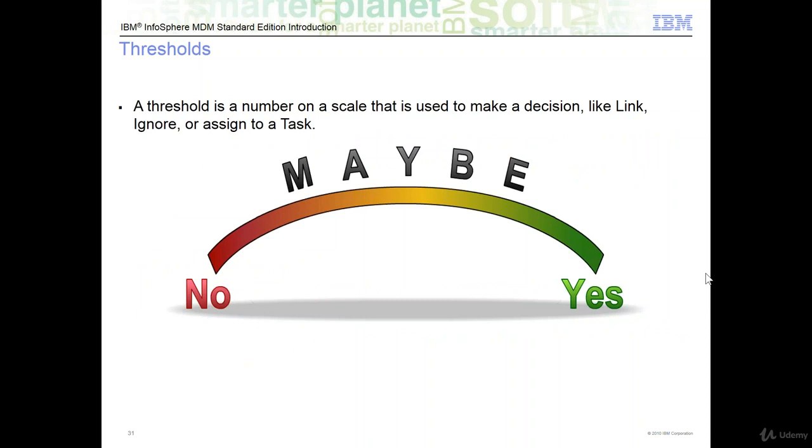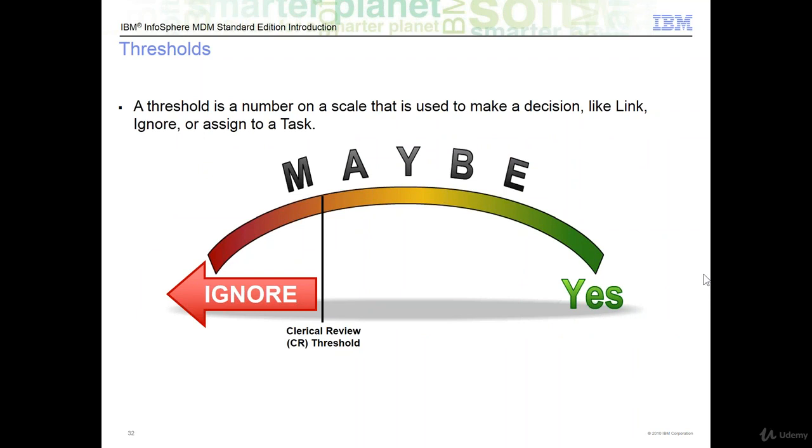Now, for making a decision like link, ignore, or assign to a task, there's a threshold, which is a number on a scale. So, if the number is less than the CR threshold, the clerical review, then ignore it.